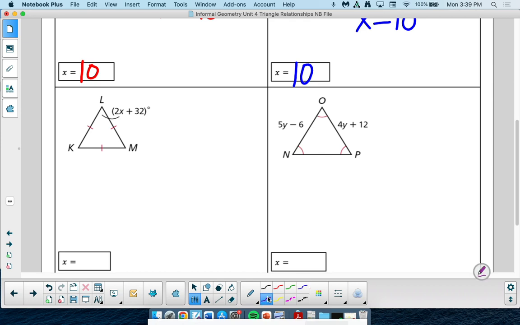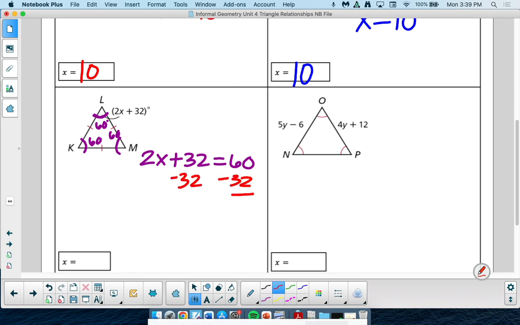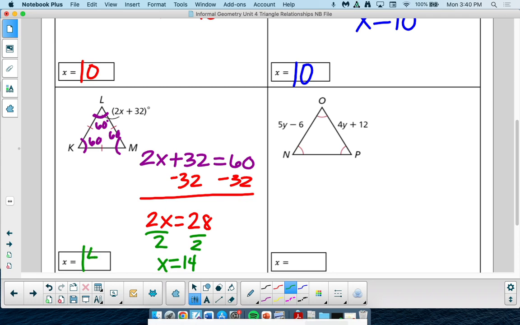Okay, on this first one, we're talking about an angle again, right? All my angles are the same, so I know they're all 60 degrees. So what's an equation I can write? I hope you're thinking 2x plus 32 is equal to 60. And now we just solve like normal. Subtract over our 32, drop down our 2x. 60 minus 32 is 28. Divide out. x is equal to 14. Is that what you got?